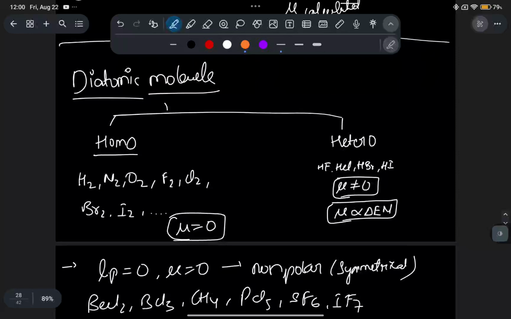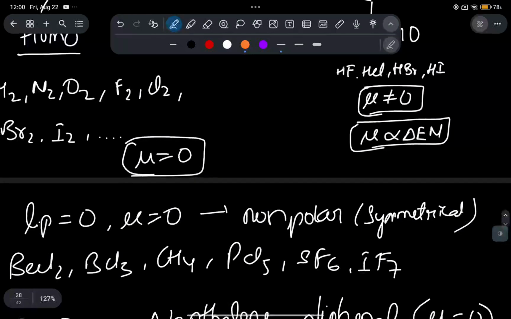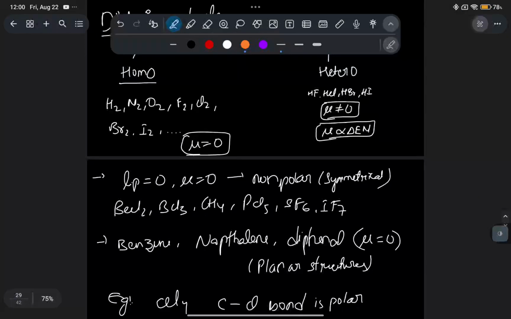For a diatomic molecule, homo means same atoms and hetero means different atoms. Homo means mu is equal to 0, so symmetrical. Hetero means mu is not equal to 0, so it is unsymmetrical. It depends mainly on the change in electronegativity.